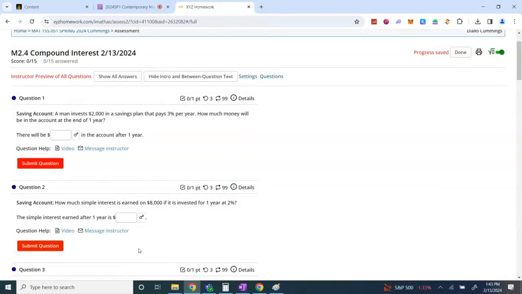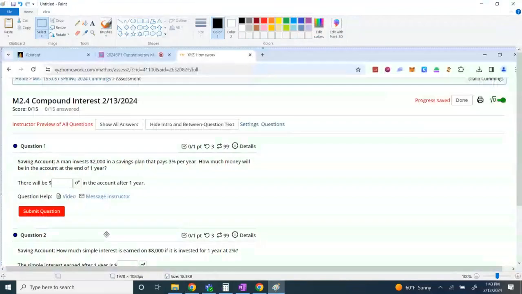And it's a savings account example. And it says that a man invests $2,000 in a savings plan that pays 3% per year. How much money will be in the account at the end of the year? So we'll just copy this over.